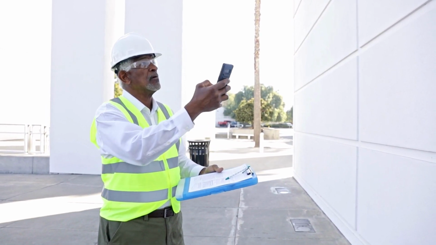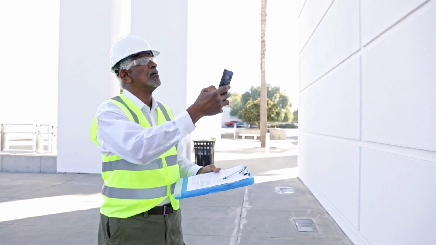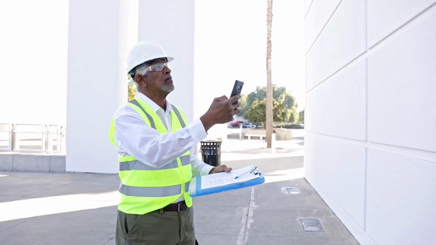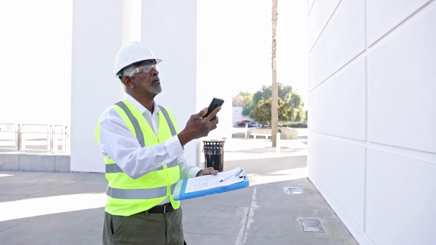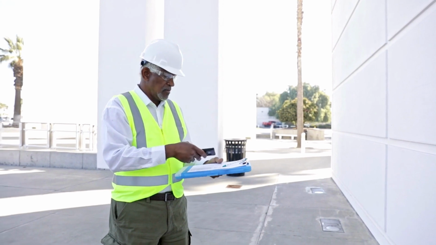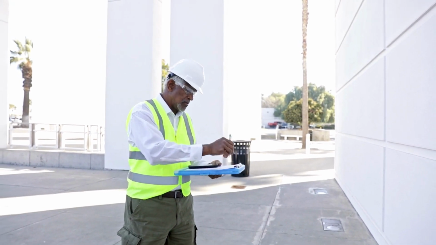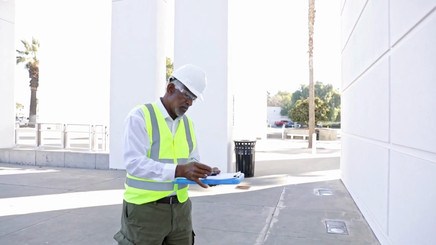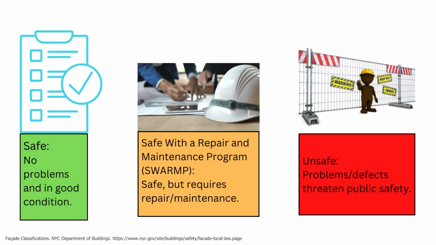Who conducts the inspection? A qualified exterior wall inspector conducts the inspection. Qualified exterior wall inspectors are New York State licensed professional engineers or New York State registered architects. In the diagram, you can see how the inspectors classify the condition of the facade.